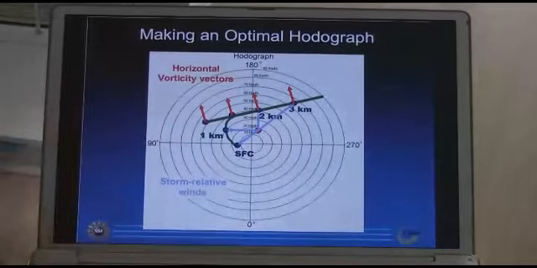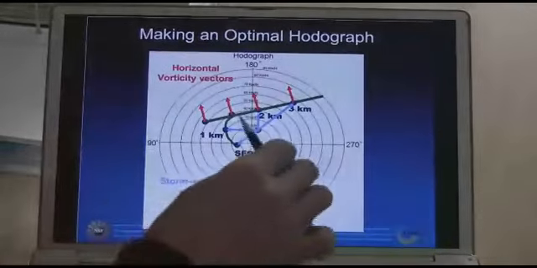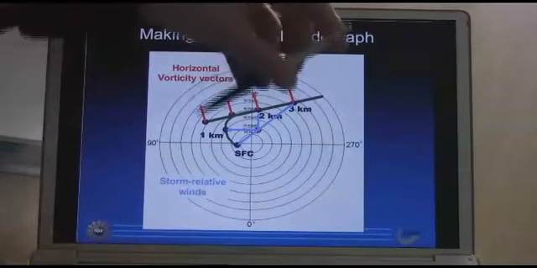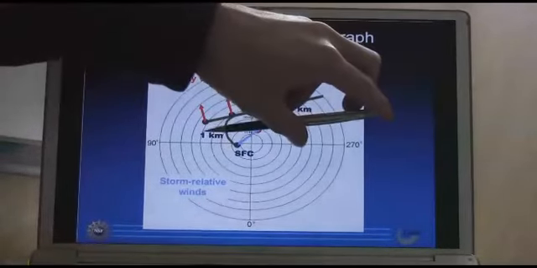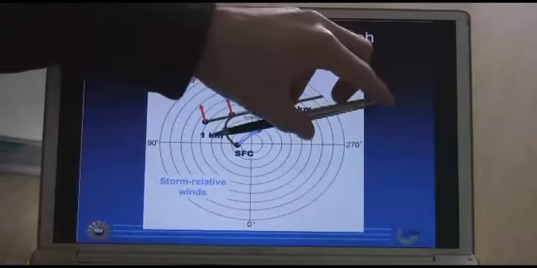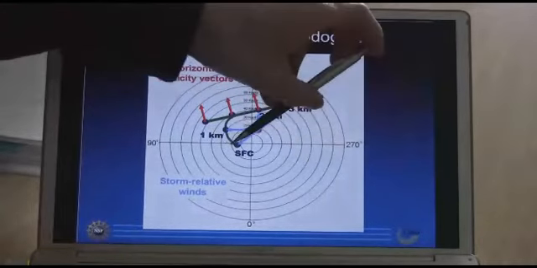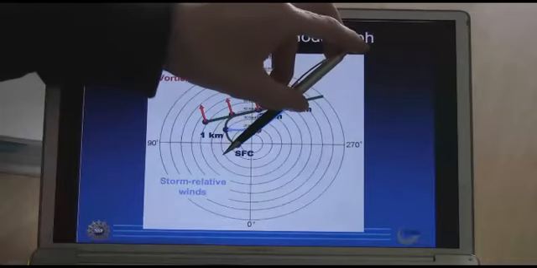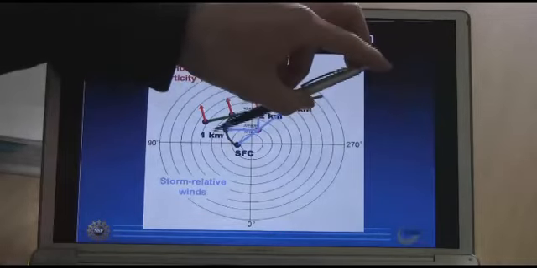Why would you want to do that? Well, because you increase the intensity of storm relative winds, but notice that the horizontal vorticity vector now at this level is like this. At this level, it's like this. So you get almost perfect alignment, or a much better alignment, between the storm relative wind vector at the surface and 1 kilometer and the horizontal environmental vorticity vector.